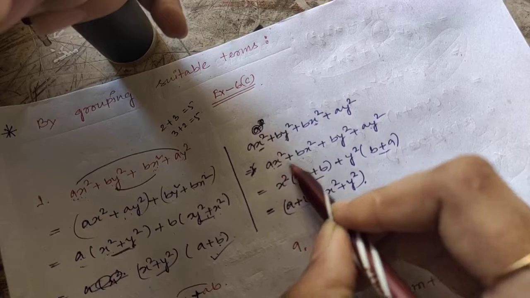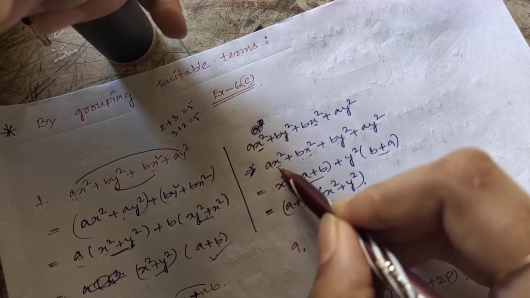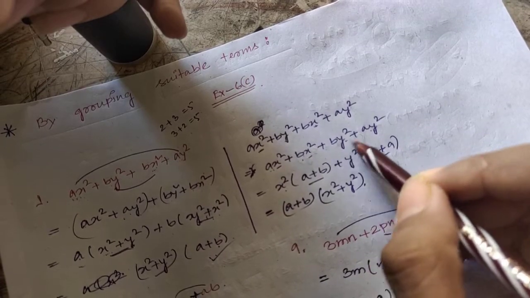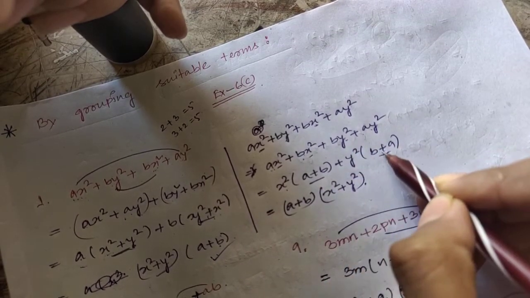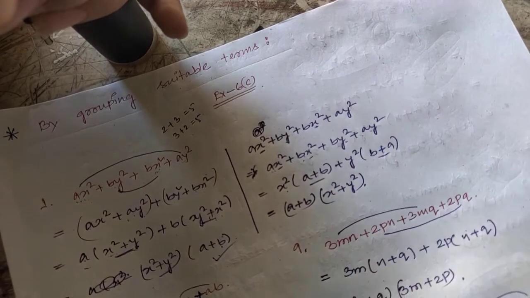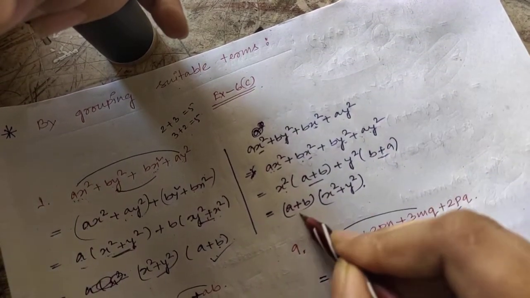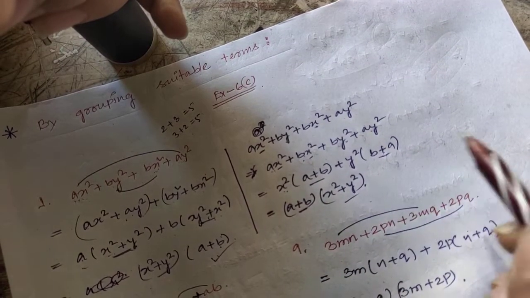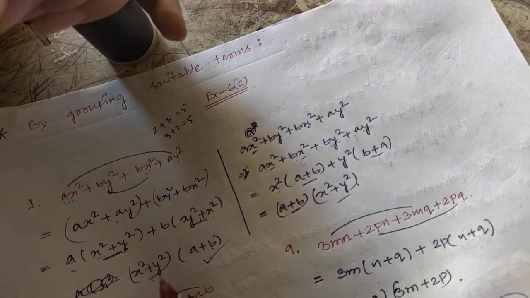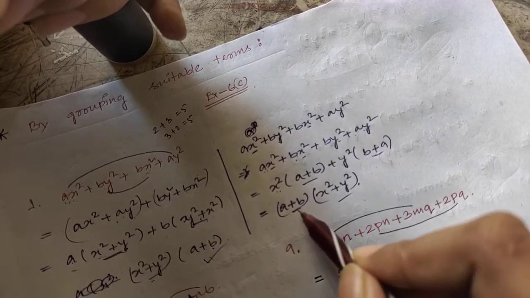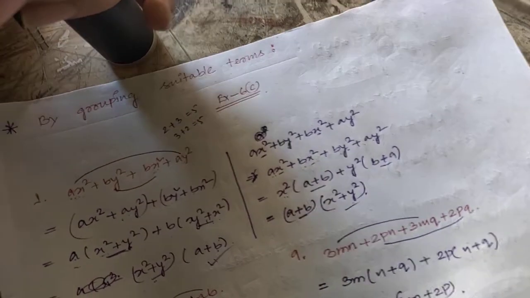So from this x² I can take common, x²(a + b), y², so y² I have taken, (b + a). So (a + b) and (b + a), same only. So (a + b), both the terms (a + b) is there, so (a + b) I have taken common, (a + b)(x² + y²). See here also the same term only you have got, (x² + y²)(a + b), (a + b)(x² + y²).